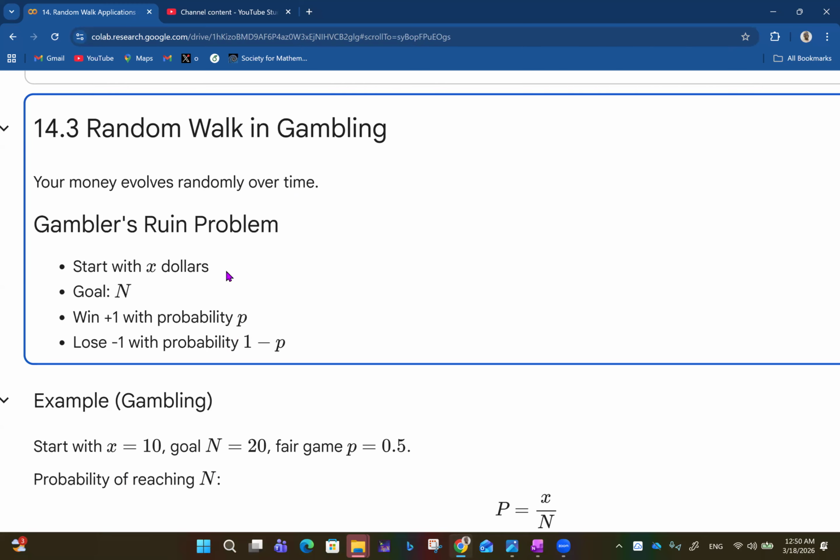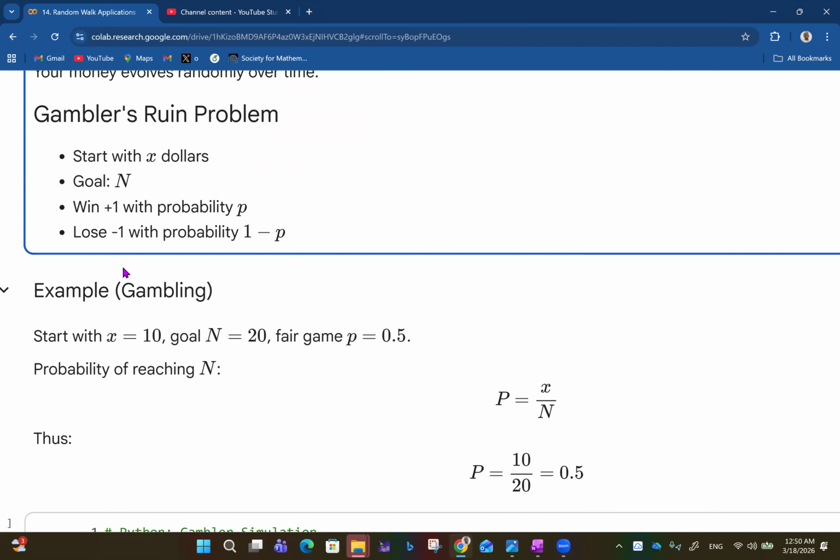So if you start with X dollars and your goal is to reach N dollars, you win plus one with probability P and you lose minus one with probability one minus P. Same setup as random walks, right? So if you start with X equal to 10, say you start with $10 and your goal is to reach $20, it's like you want to double your money.